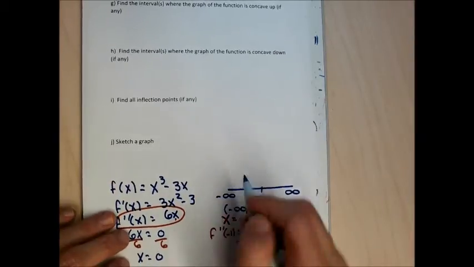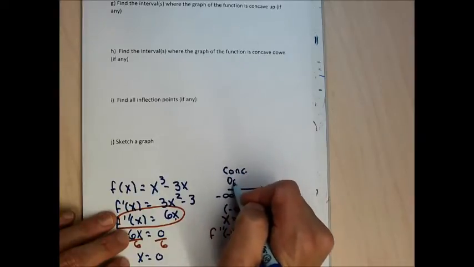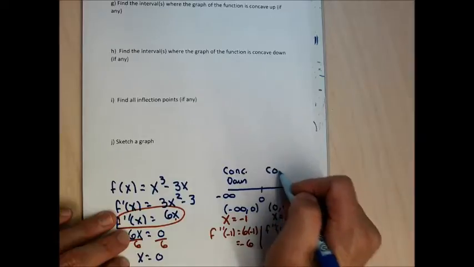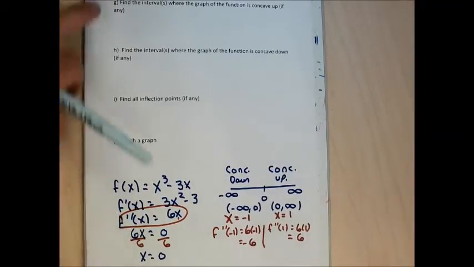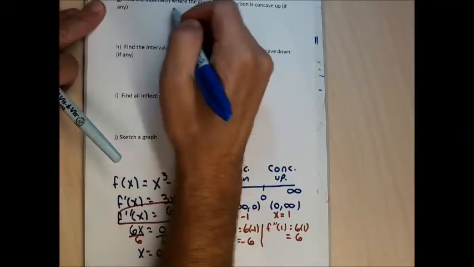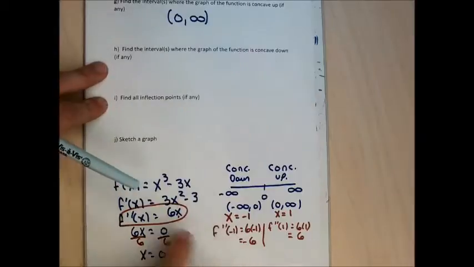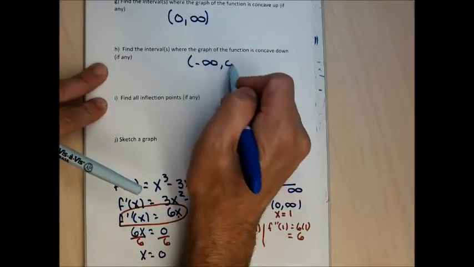The first interval is going to be concave down, or concave downward, because I got a negative when I plug that number into the second derivative. The second interval is going to be concave up, because I got positive when I plug that number into the second derivative. So now I can answer part G. The graph is concave up, or concave upward, in the interval from 0 to infinity. It's concave down, or concave downward, in the interval from negative infinity to 0.